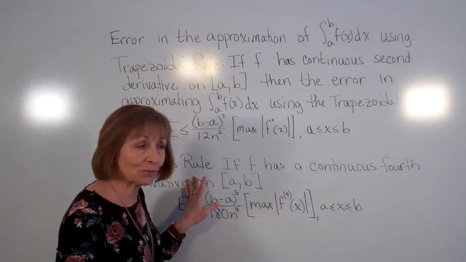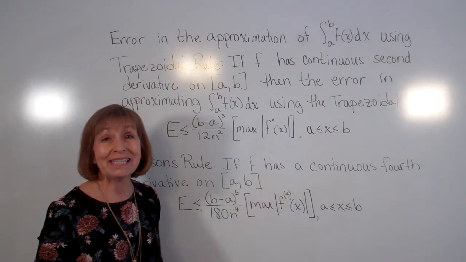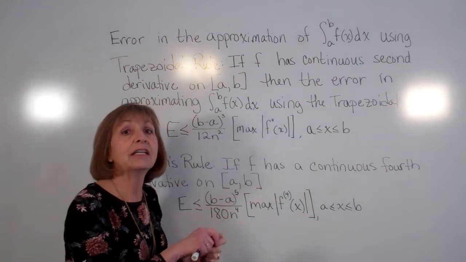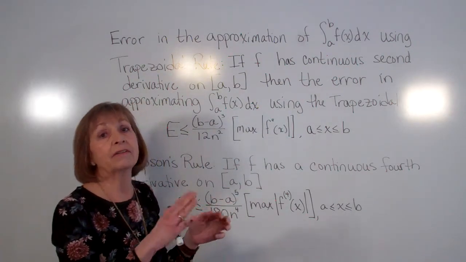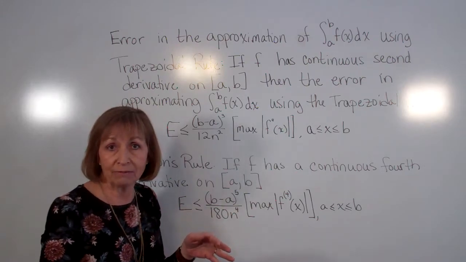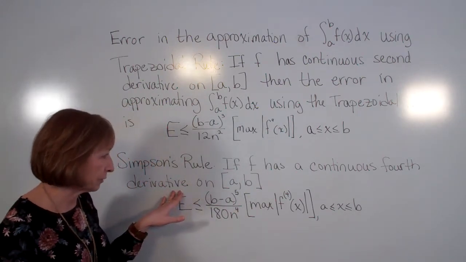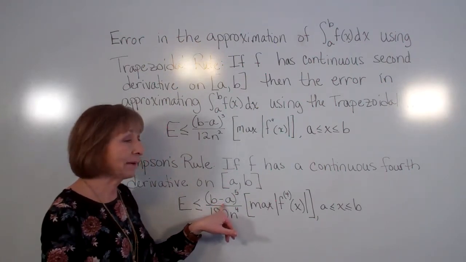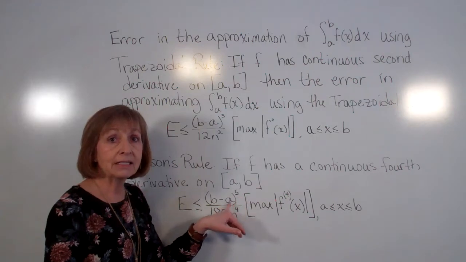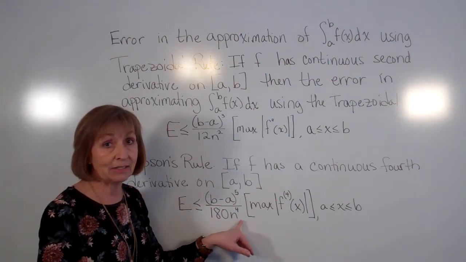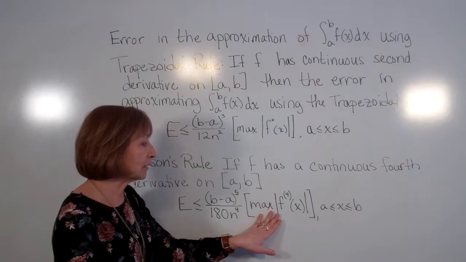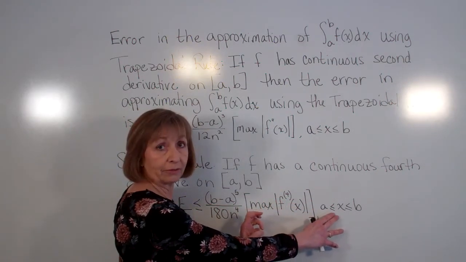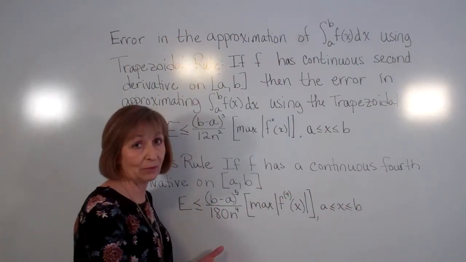Now for Simpson's rule, my function has to have a continuous fourth derivative. So I would need to take this function, differentiate it once for the first derivative, another time for the second, another time for the third, another time for the fourth derivative. And then the error from Simpson's rule is (b minus a)^5 divided by 180n to the fourth times the maximum of the absolute value of the fourth derivative on that interval. That's where I would use my extreme value theorem.